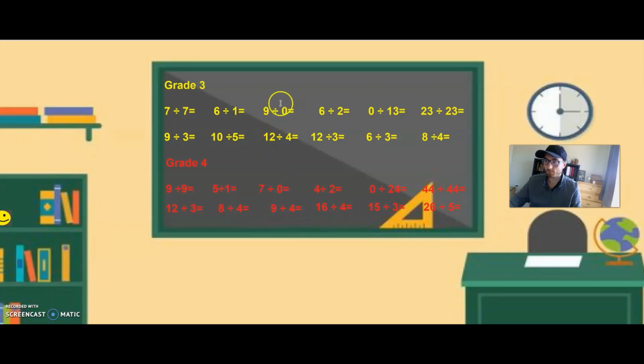Try and remember your rules if you see a 0 in it or a 1 in it, or maybe they have the same number that you're dividing into. What is a quick trick you can do to remember what the answer would probably be?